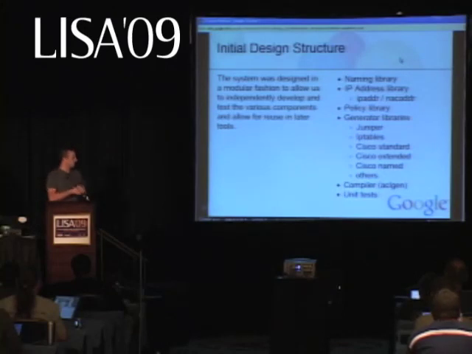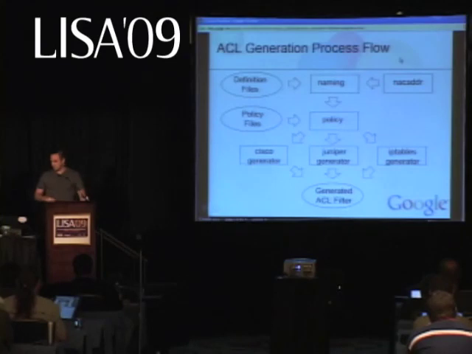ACLGen is the actual process that unifies everything, that goes off and calls all the different pieces that actually do all the heavy lifting itself. And then, of course, unit tests, just to make sure that what we're doing is correct.